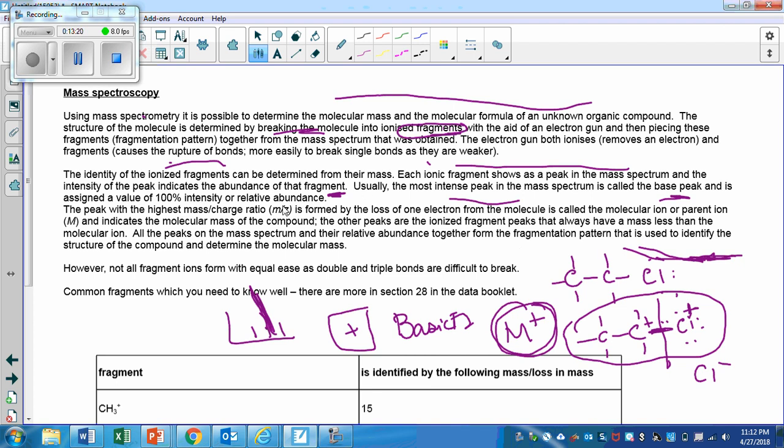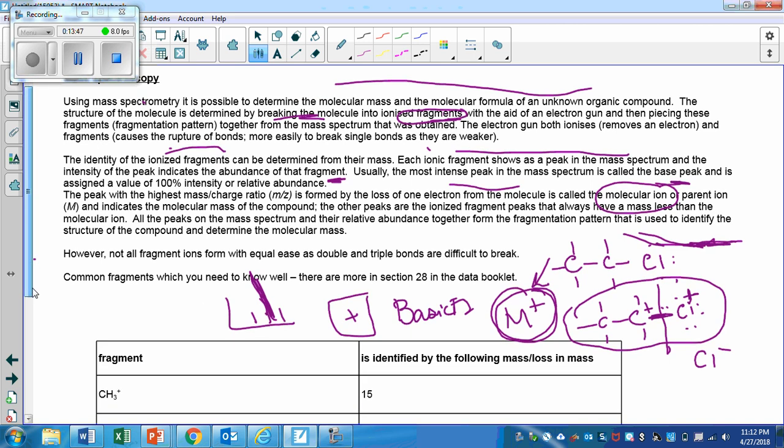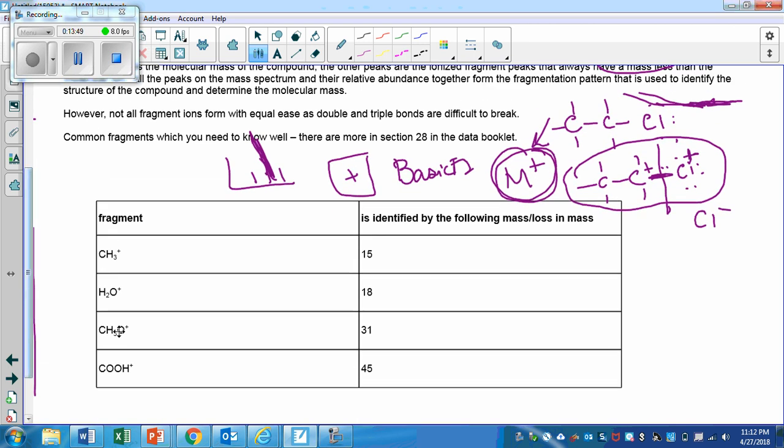And it is assigned 100% intensity or relative abundance. So the peak with the highest mass to charge ratio is formed by the loss of one electron from the molecule, and it's called the molecular ion, or the parent ion. Once again, this is the one that I'm talking about. This gives you the molecular mass, and then we will compare the rest of the peaks with this molecular mass. When those fragments are broken, they can be broken into different pieces.